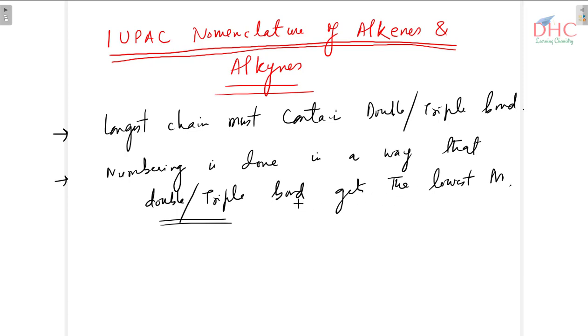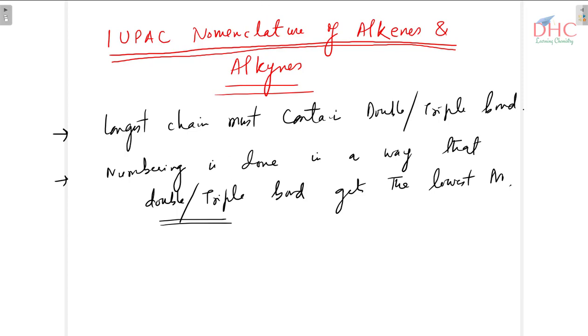Then you have to name it: prefixes, then there is word root, then there is primary suffix, then there is secondary suffix if there is functional group. So all those rules shall remain same. These are the 2 points which you must remember in this case. And the links for those previous videos have been placed in the description. You can watch them also.